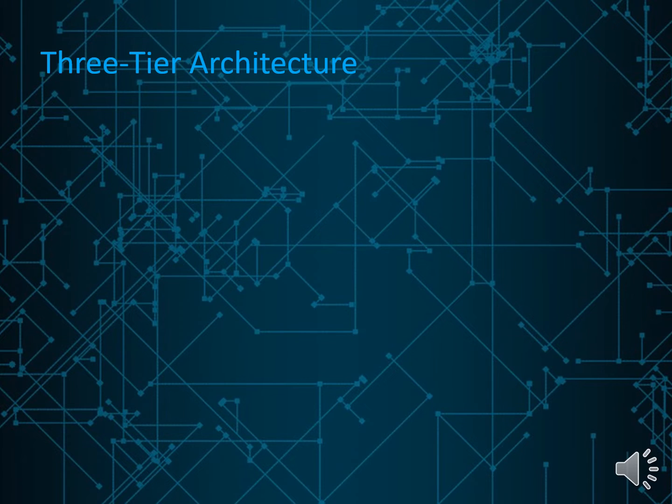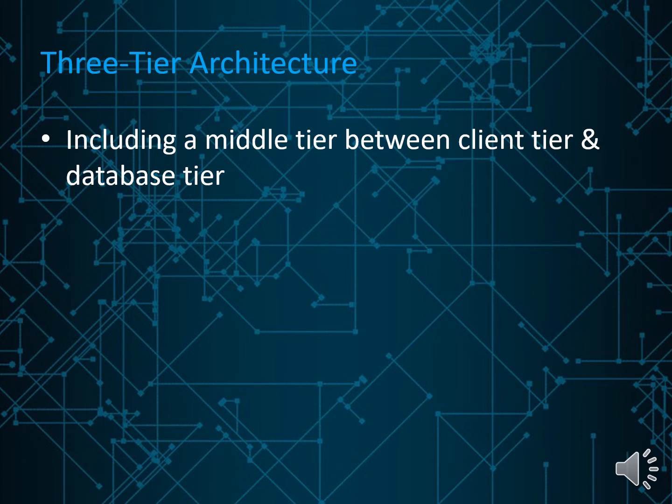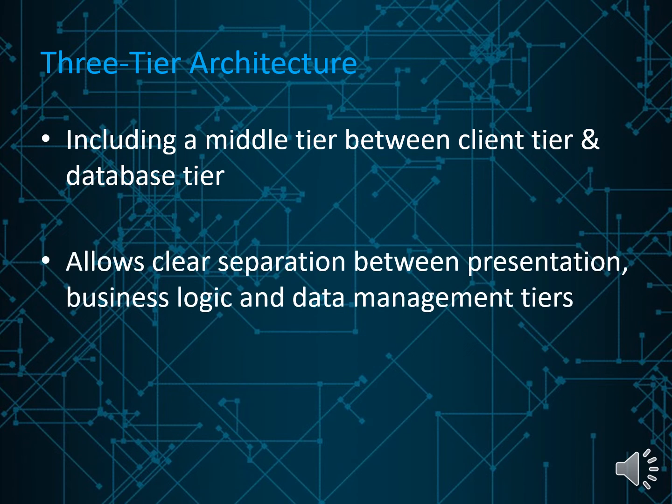Then moving to the other type, that is the three-tier architecture. It is a well-established software architecture that organizes applications into three logical and physical computing layers, namely the presentation or user interface tier, then the application tier, and finally the data tier. In this three-tier architecture, we are introducing one more tier to the two-tier architecture, that is a middle tier between the client and the server, which allows clear separation between presentation logic, business logic, and data management tiers.